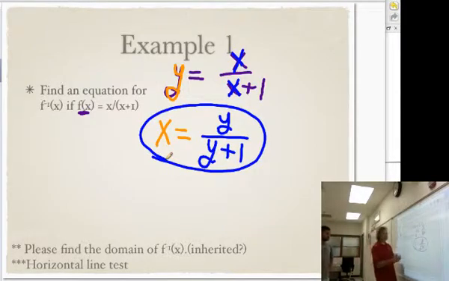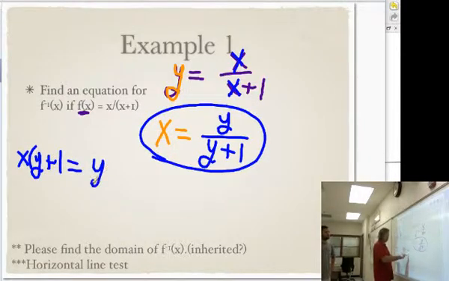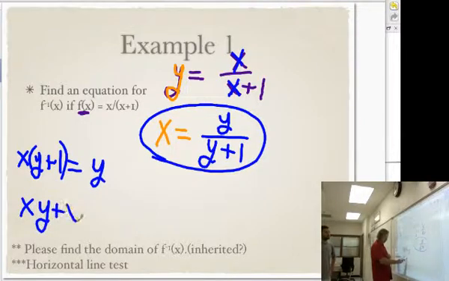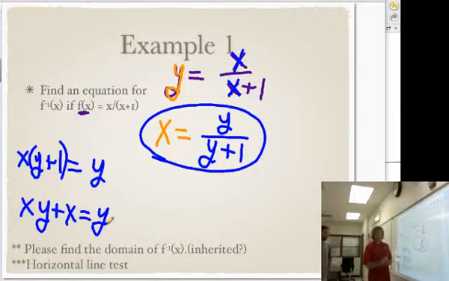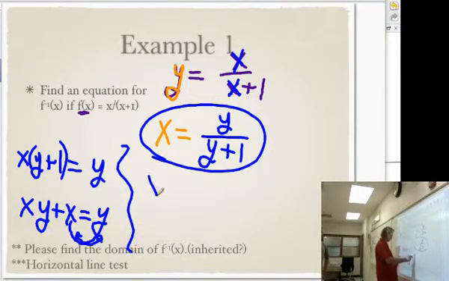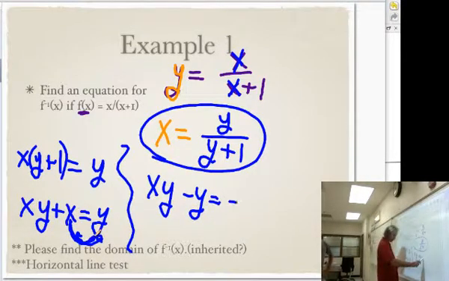Multiply both sides by y plus 1. So we've got x times y plus 1 equals y. Then distribute the x through, so xy plus x equals y. In order to solve for y, we have to have all the y's on one side of the equal sign and everything that doesn't have a y on the other. So I'm going to bring this y over by subtracting, and this x over to the other side. So we'll have xy minus y equals negative x.